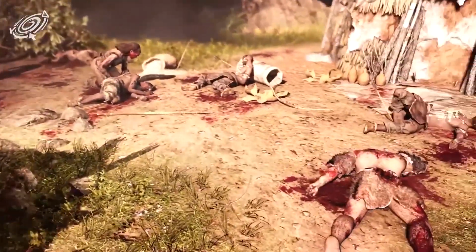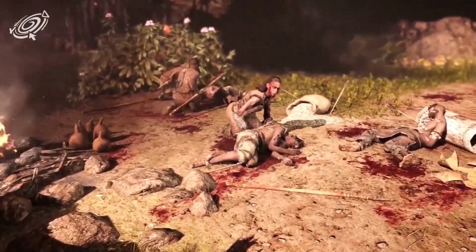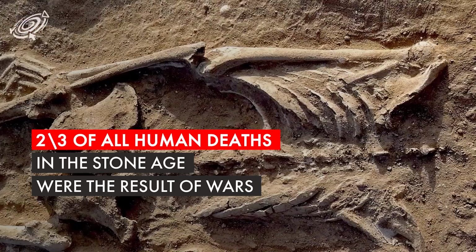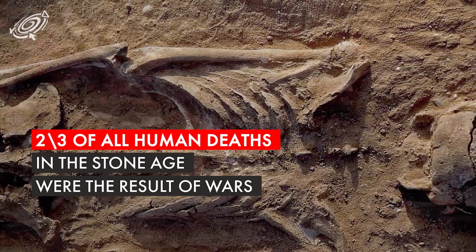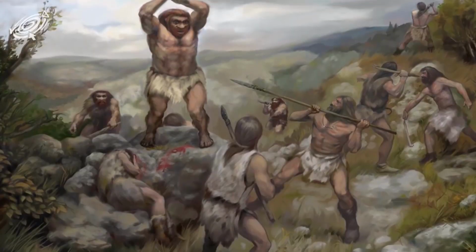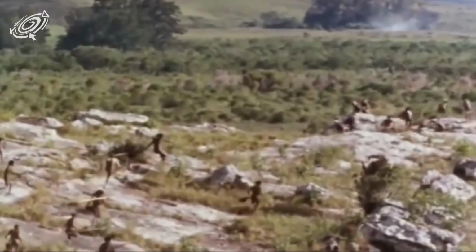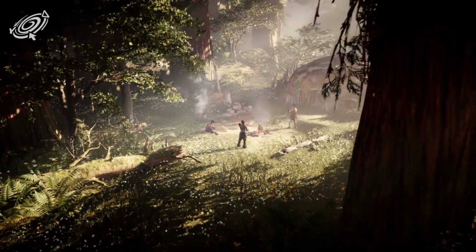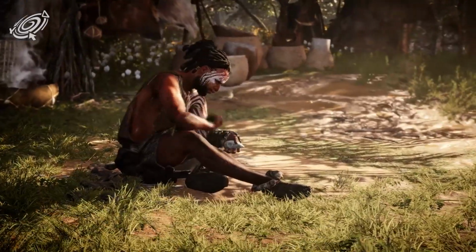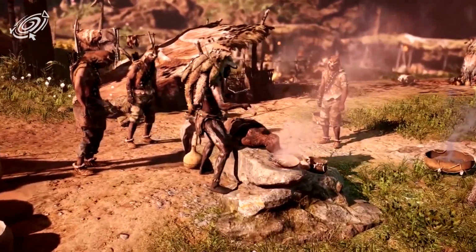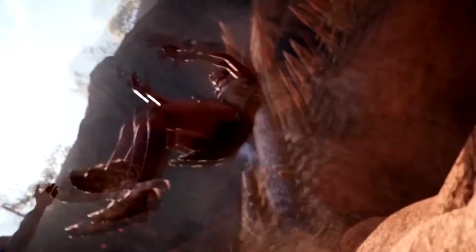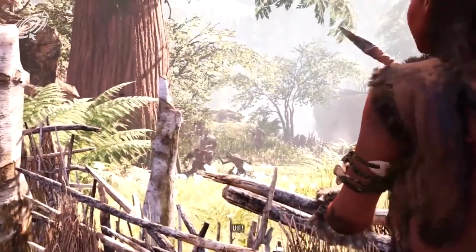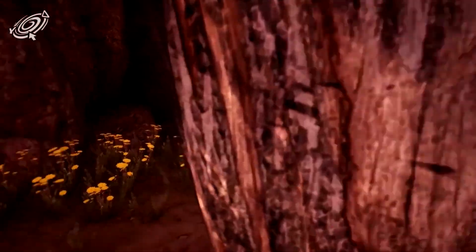Knowing that, it's no surprise that archaeologists think that 2/3 of all human deaths in the Stone Age were the result of wars. Of course, these conflicts were mostly local and may have only involved a few hundred fighters, but given the small population of humanity at the time, it's safe to say that war played a major role in wiping out a huge percentage of our first upright sentient ancestors.